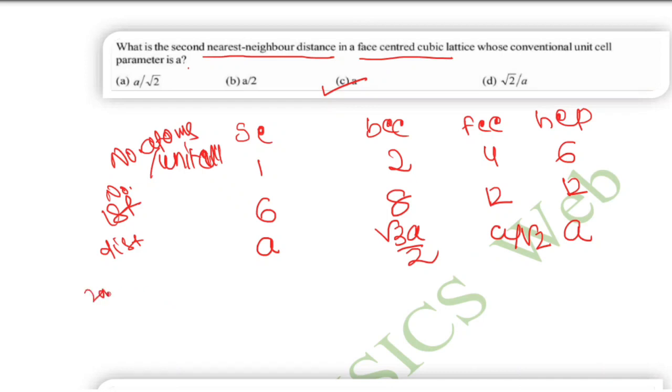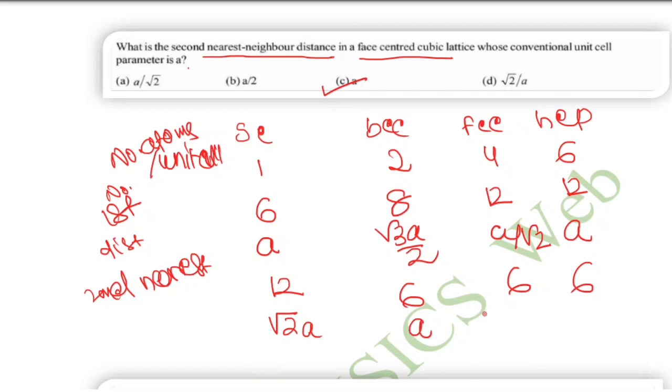Next, number of second nearest neighbors. For simple cubic it is 12, for BCC it is 6, for FCC it is 6, and for HCP also it is 6. Similarly, the distance of the second nearest neighbor atoms is root 2a for simple cubic, for BCC it is a, for FCC a, and for HCP root 2.